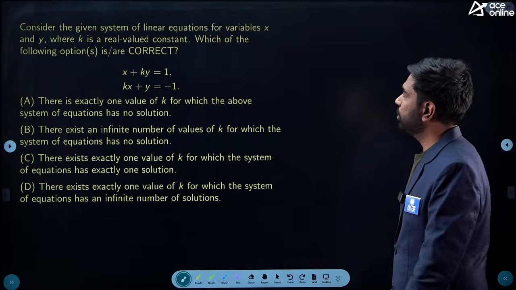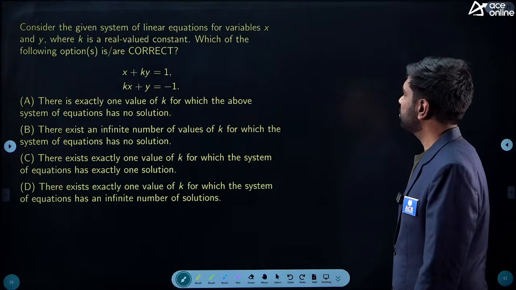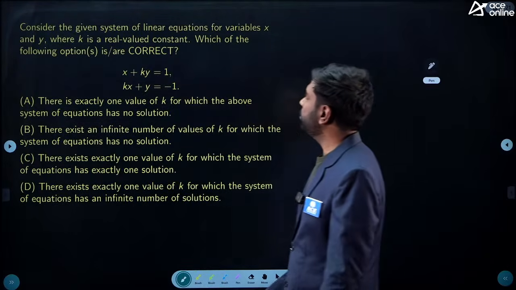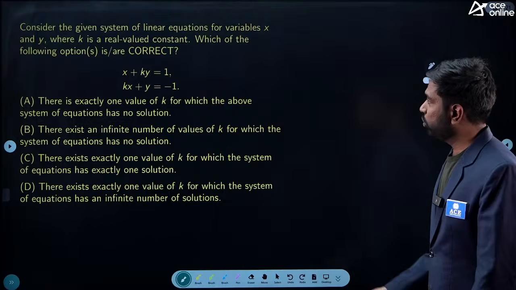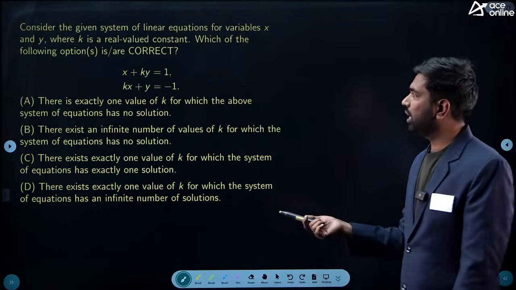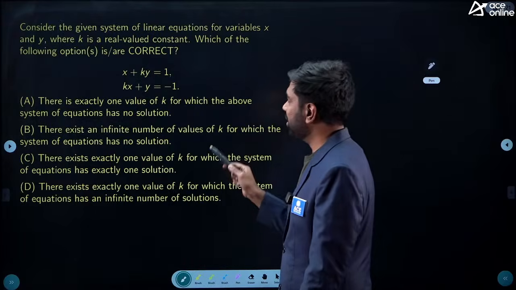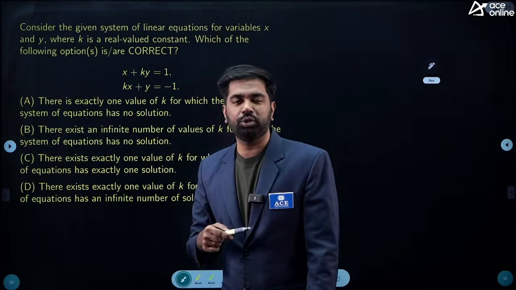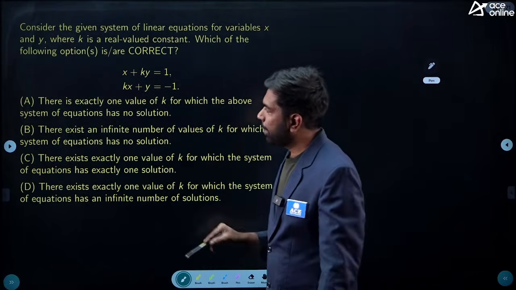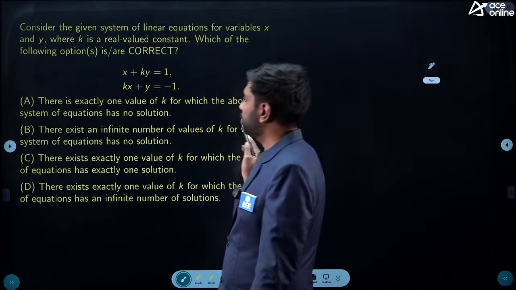Consider the given system of linear equations for variables x and y, where k is a real valued constant. Which one of the following option or options is/are correct? So the moment I see "option or options is/are correct", it means it's an MSQ, multiple select question. They gave two equations and they gave various options.